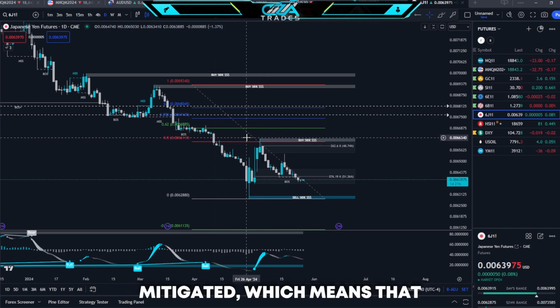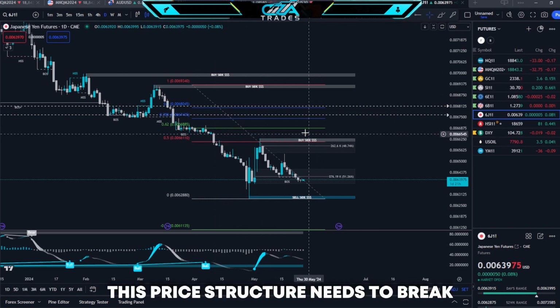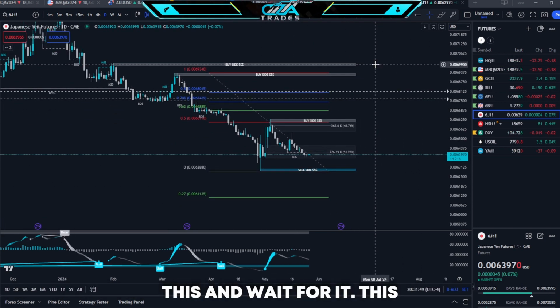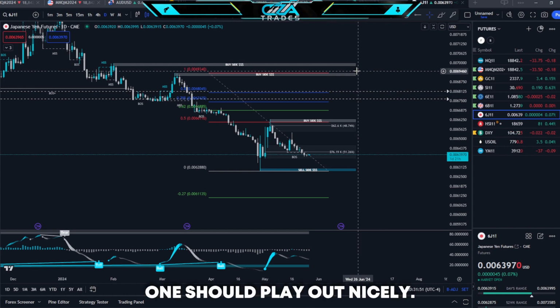Here it's tapped into and mitigated, which means that this price structure needs to break through here, tap into one of these bad boys here, and then continuation to the downtrend. Set your alerts on this and wait for it. This one should play out nicely.